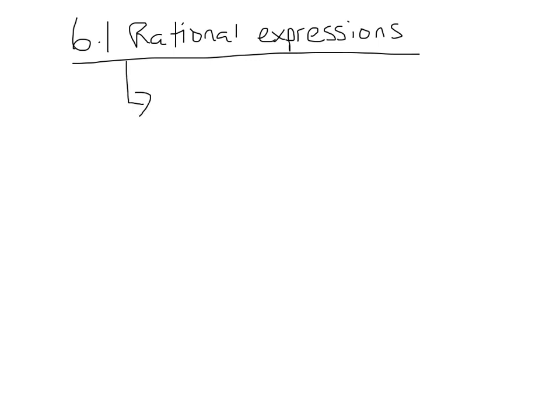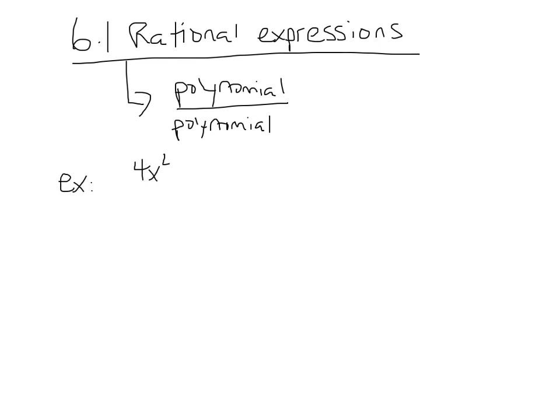A rational expression is defined to be a polynomial divided by another polynomial. So, for example, 4x squared plus 2x minus 1 divided by 3x plus 7. A simpler example of a rational expression might be just 2x divided by 3.